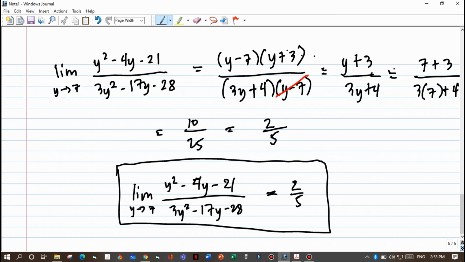Now let's move on to our last example. We have the limit of 6 plus h squared minus 36 all over h as h approaches 0. Now we plug in 0 here, this will become 0 over 0, still indeterminate. But we can actually simplify this one. So what we need to do is to simplify this one first before we substitute 0 to the function.